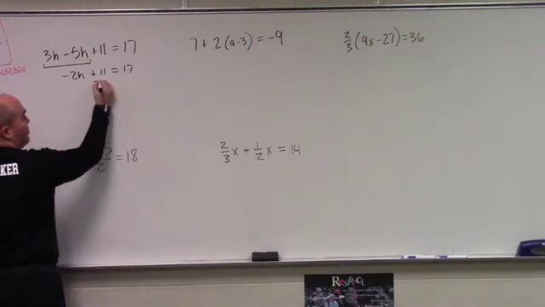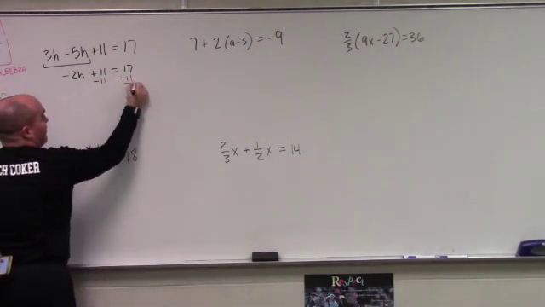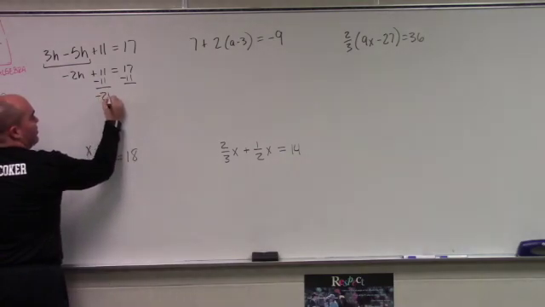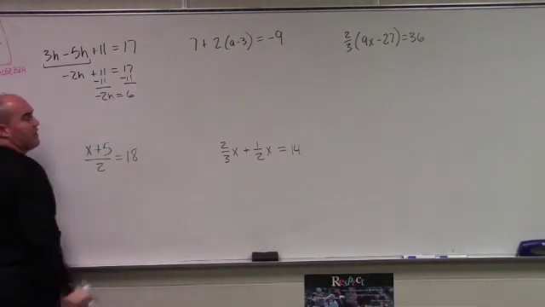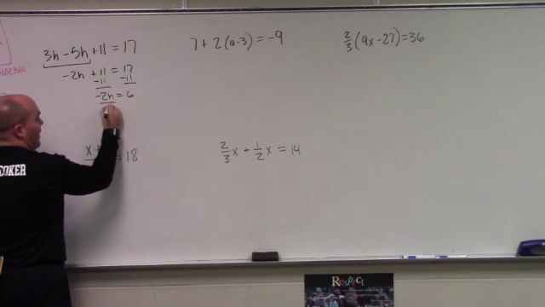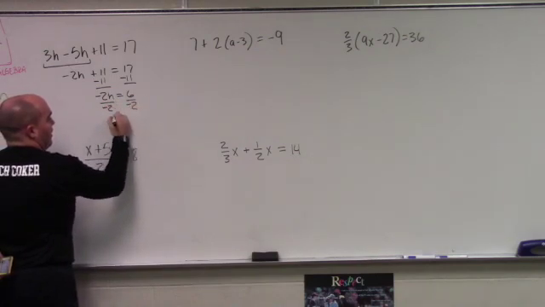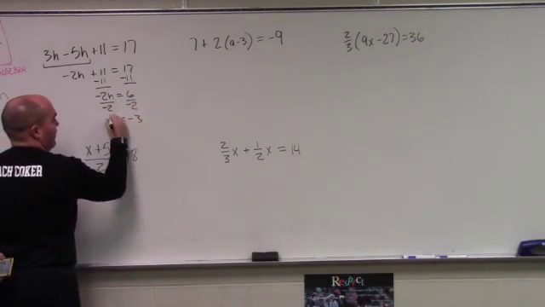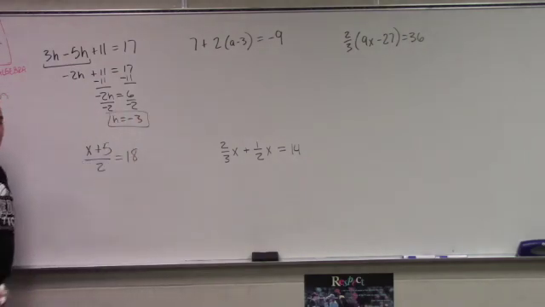Okay, now we can just subtract the 11. We get negative 2h equals 6. We just divide by the negative 2, and we get h equals negative 3. Alright, so there's that one.